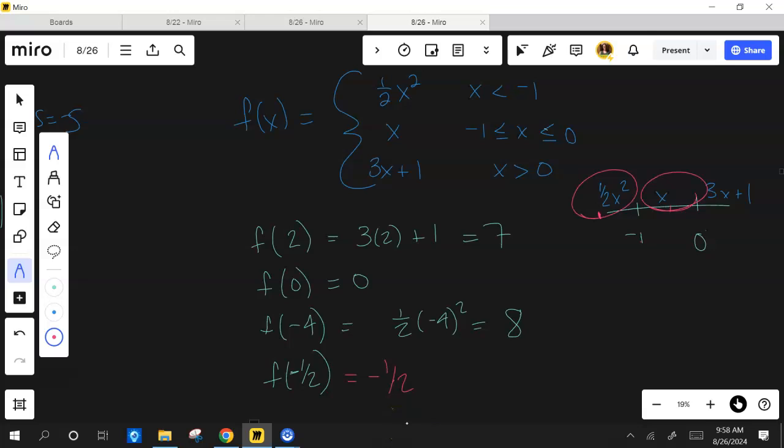Exactly right, because I'm between negative 1 and 0, right? They're all going to be negative fractions. But it also includes negative 1 and 0. So it could also be negative 1, and it could also be 0.